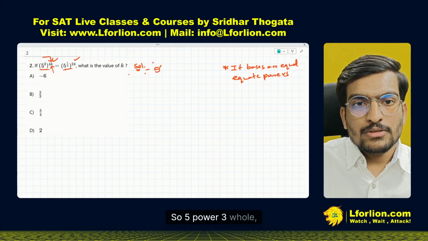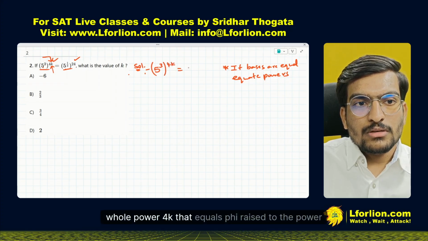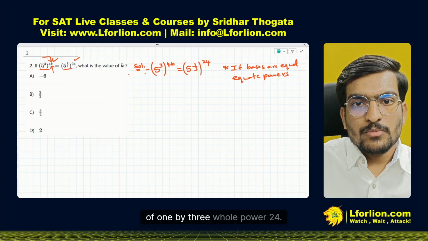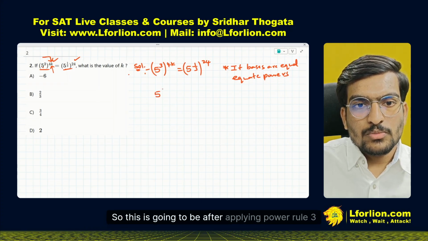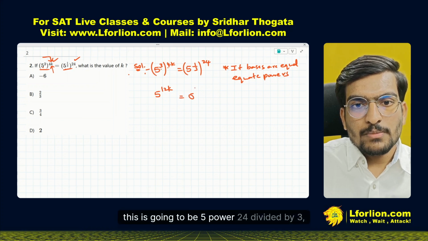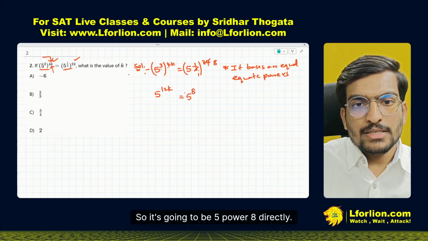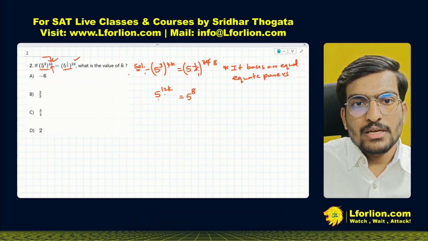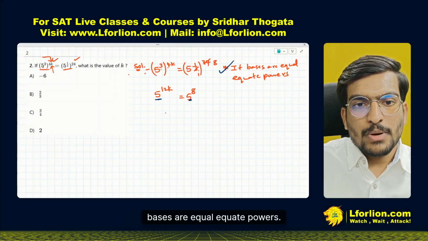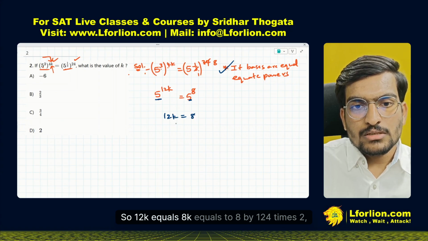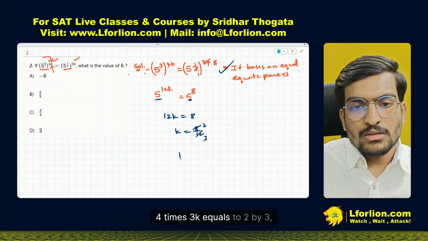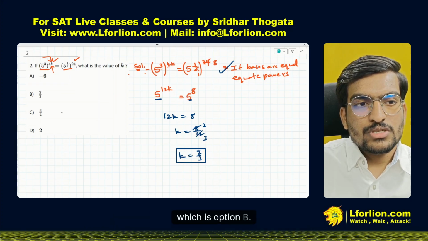So 5 power 3, whole power 4k, equals 5 raised to the power of 1 by 3, whole power 24. After applying the power rule, this is 3 times 4, which is 12k. This is going to be 5 power 24 divided by 3. 3 times 1, 3 times 8. So it's 5 power 8 directly. Now you can see clearly the bases are equal, equate powers. So 12k equals 8, k equals 8 by 12, 4 times 2, 4 times 3, k equals 2 by 3, which is option B.